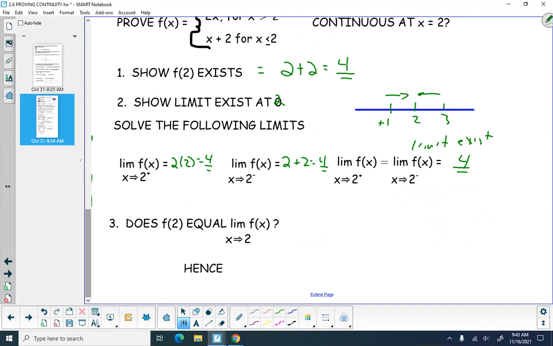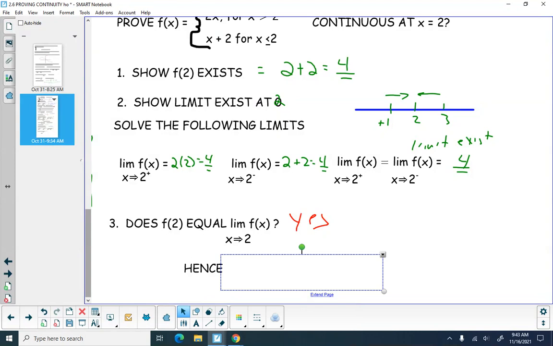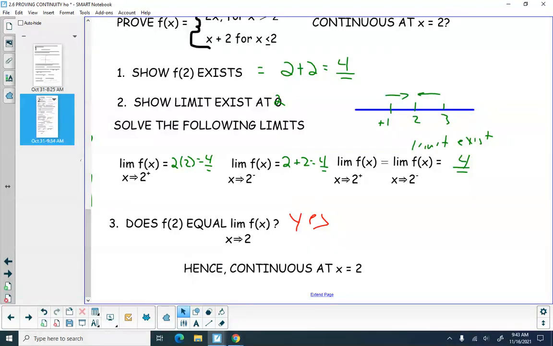So the question is, does step 1 equal step 2 then? Yes, they do. Hence, we are continuous at that value of 2.